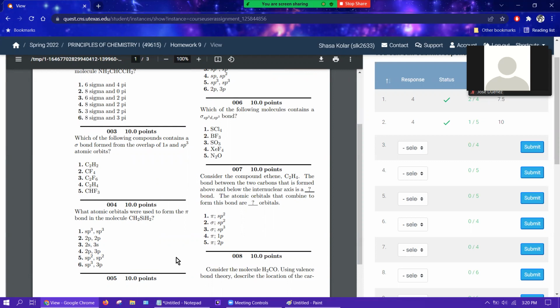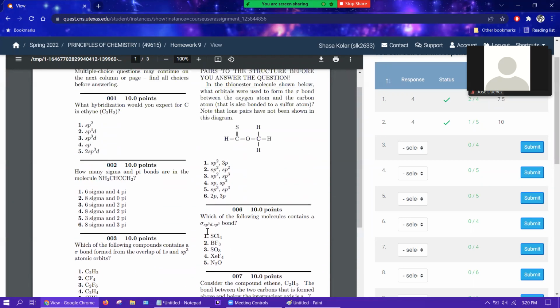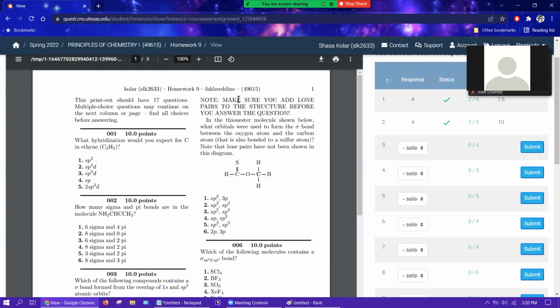This one's just drawing out the molecule and then figuring out what the hybridization is. It's not too difficult. Add the lone pair structure for the answer to the question. Form the pi bond between the oxygen atom and the carbon atom. If you have any questions, Jose, feel free to ask. I'm just going over how to do some of these.